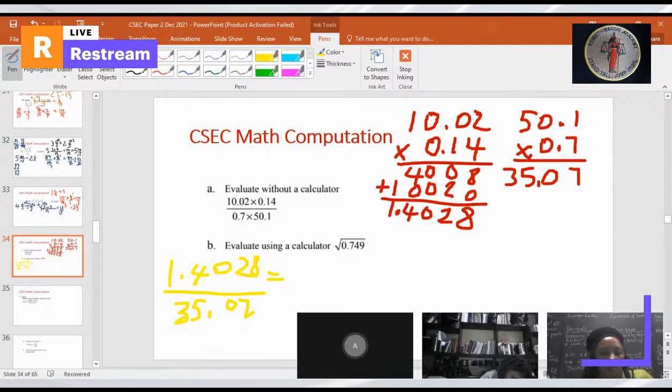Divide, so move to the left? To the left? Why are we doing that? So we can get the 35.07 to be a whole number. So we need to move two places to the right. But can't we move one place to the left so we can get 3.5? But don't you want to clear the decimal point? Yeah, okay. So we move two places to the right, or multiply by 100. So that's 3507. All right, and the top one would be what? 140.28. Okay.